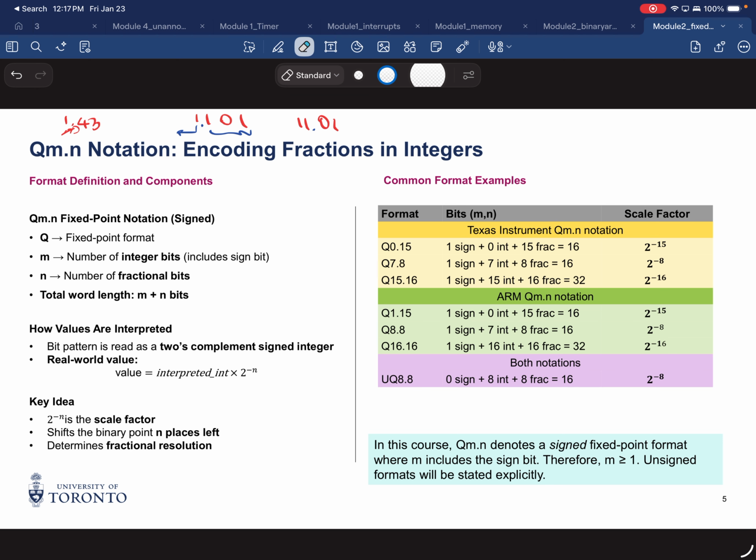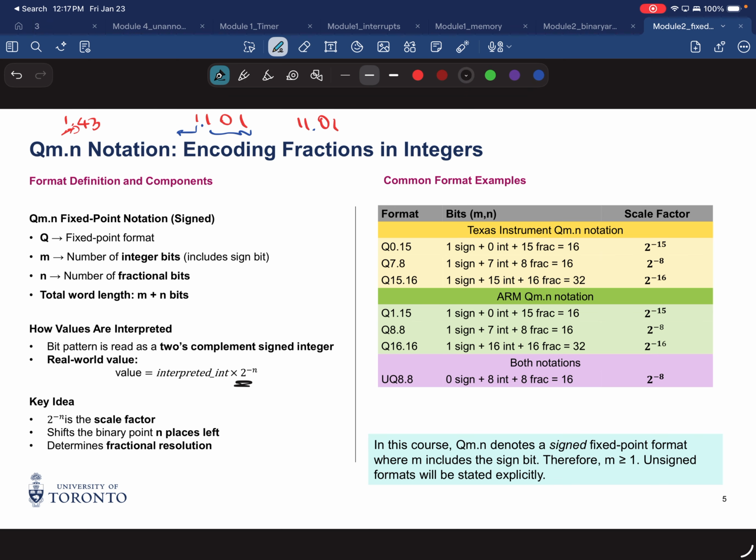Okay. Now, the way we get the equivalent version is super easy. If I have n bits of fraction, then all I'm doing is multiplying whatever number I had in binary, as an integer, by 2 to the power of minus n.